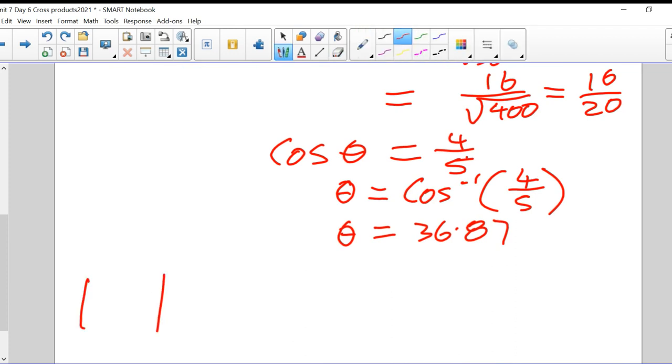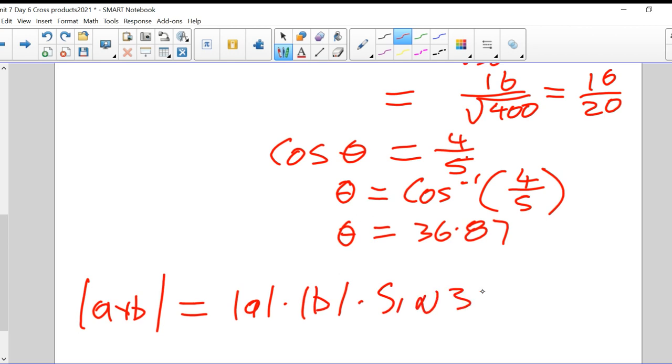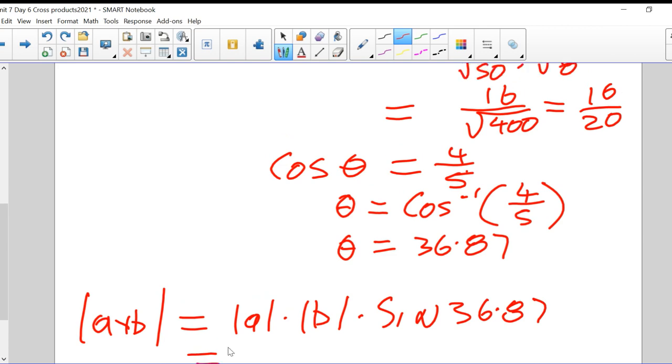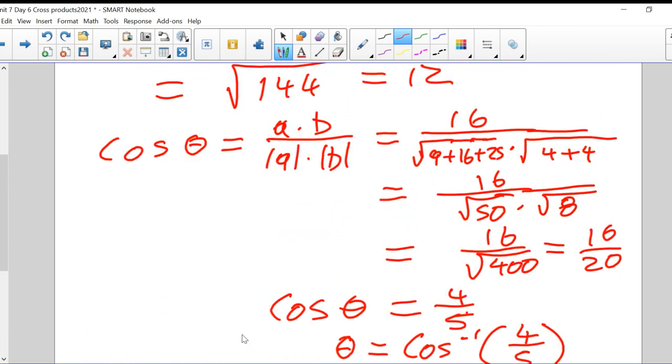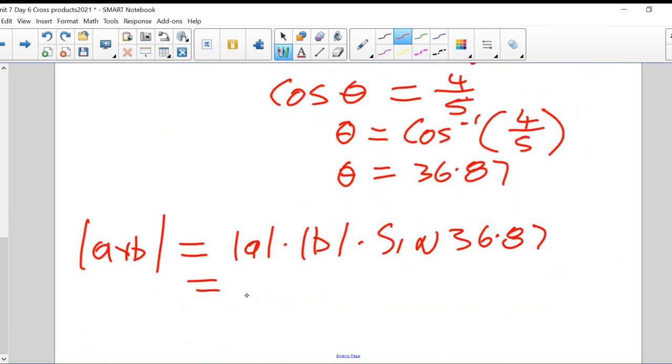So there's the magnitude of A crossed with B, and we're saying that's equal to the magnitude of A times the magnitude of B times the sine of the same angle, 36.87. Well, the magnitude of A we already figured out to be the square root of 50. So square root of 50 times the square root of 8 times the sine of 36.87.